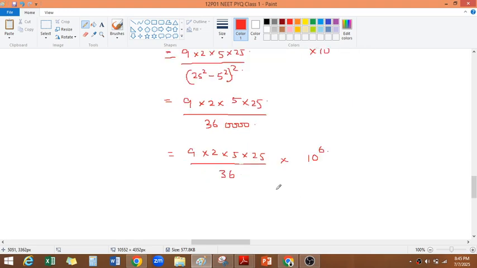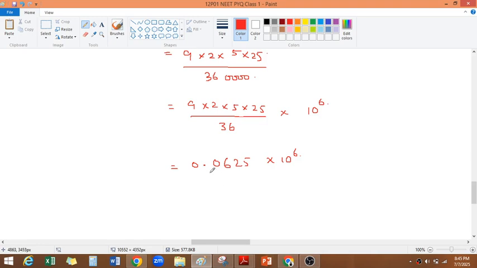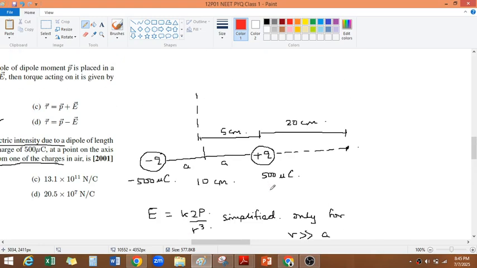Any quick answers for this? Anybody? 0.0625. 0 point 0625. So suppose if I move this decimal point over here, 6.25 into 10 power, 2 zeros I would have removed it. So that's my answer, 6.25 into 10 power 4.